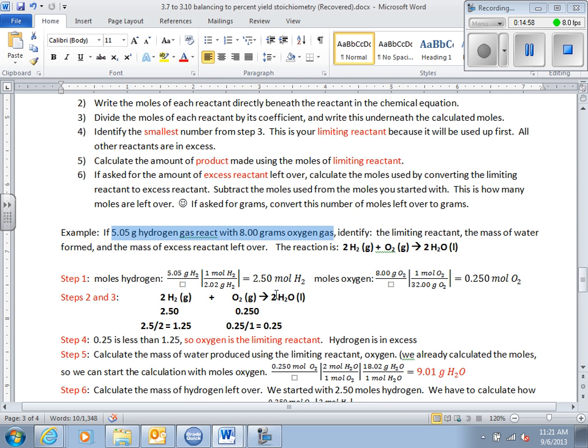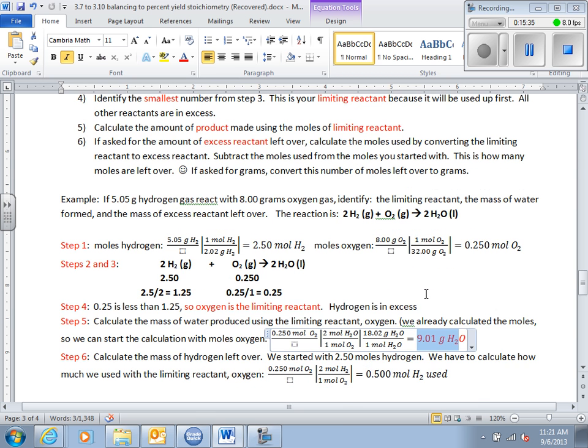To get your amount of product produced, we use the moles of the limiting reactant. We asked for mass here, so we need to get the mass of water produced. We used our limiting reactant, which was the oxygen, and we had 0.25 moles of oxygen. And we just convert to mass of water, because that's what was asked for. So moles to moles, use the reaction coefficients, moles to grams, use molar mass again, and we get 9.01 grams of water.